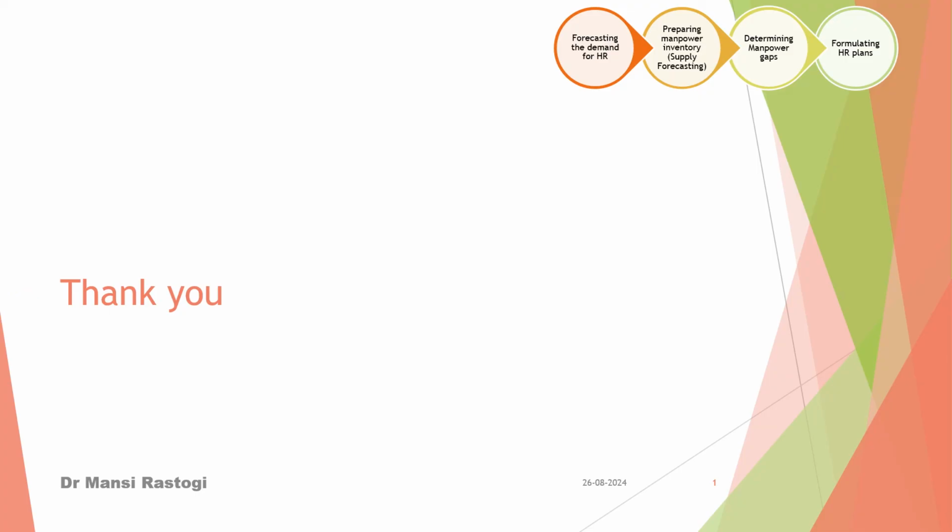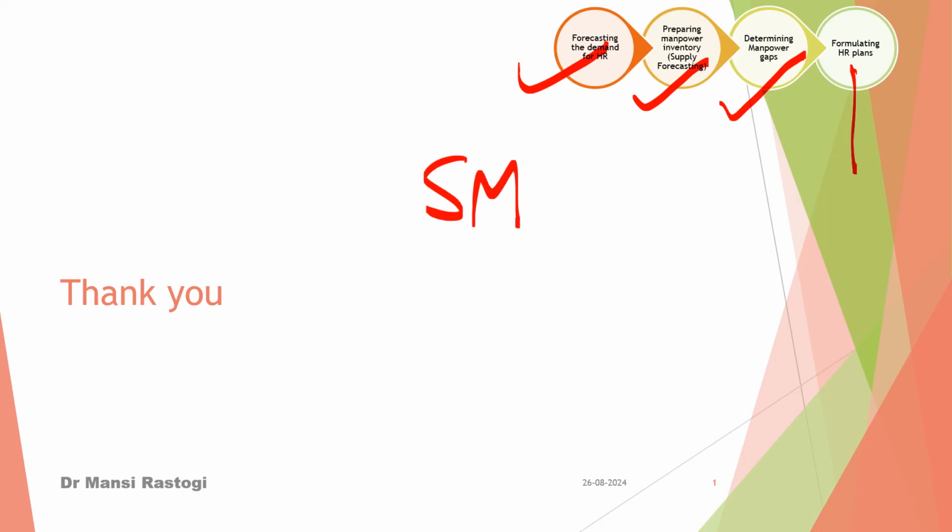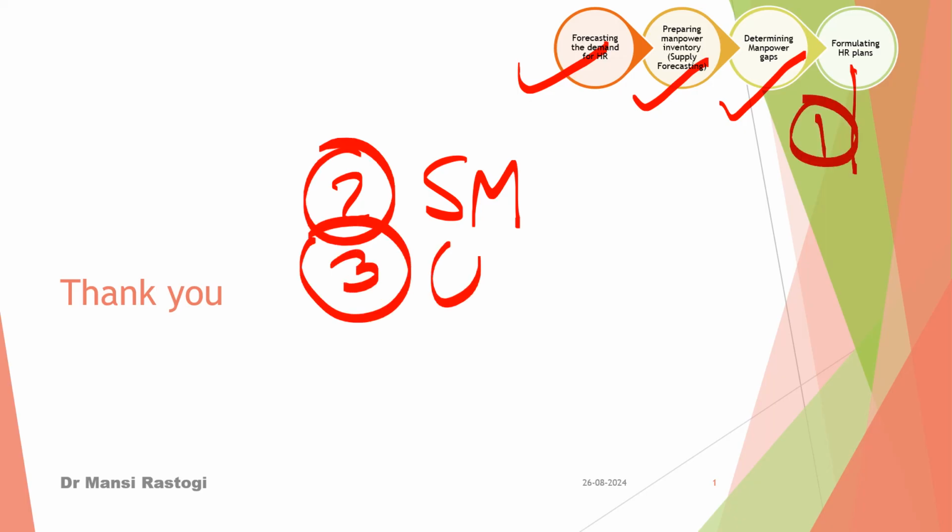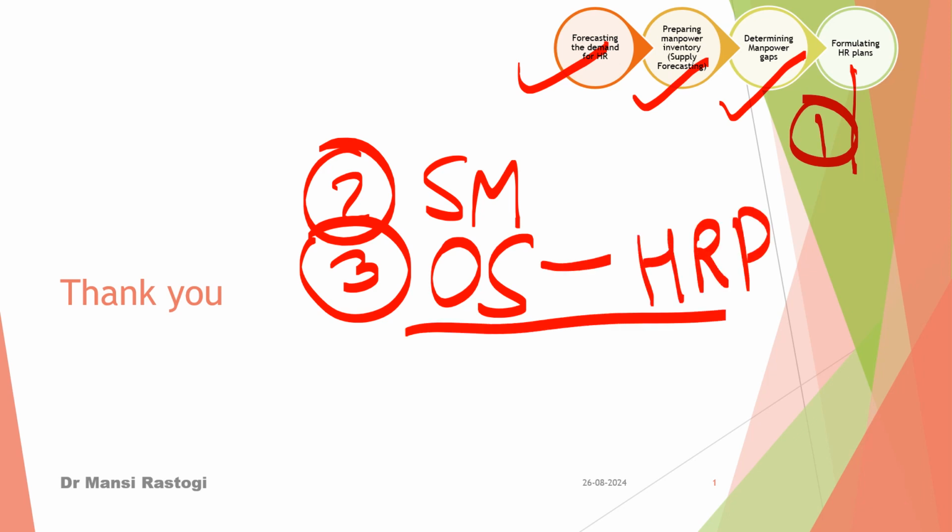We have covered forecasting demand, then preparing manpower inventory, and also determining manpower gaps. What I have not covered so far, which I also spoke about in the contents, is number 1, formulating HR plans. Number 2, staffing models, like various HR staffing models. And number 3, linking organizational strategy to HR plans. For these three topics, I would be uploading a new presentation, and you can study these three topics from the upcoming presentations.